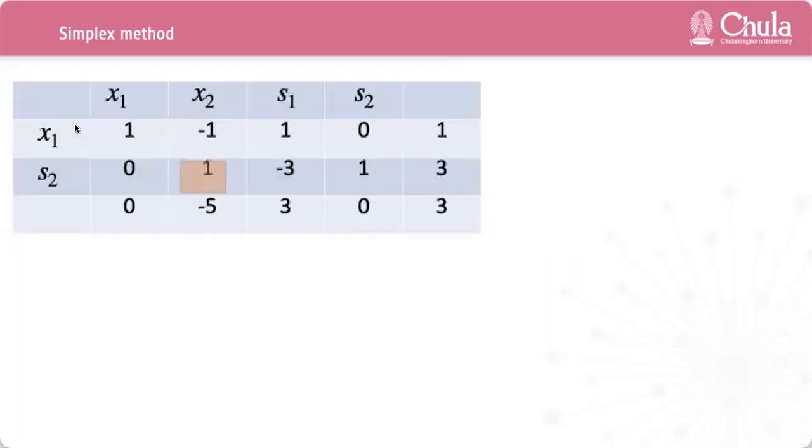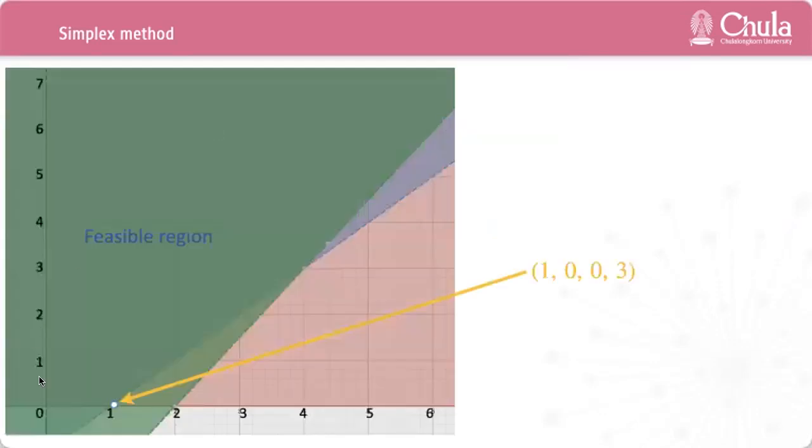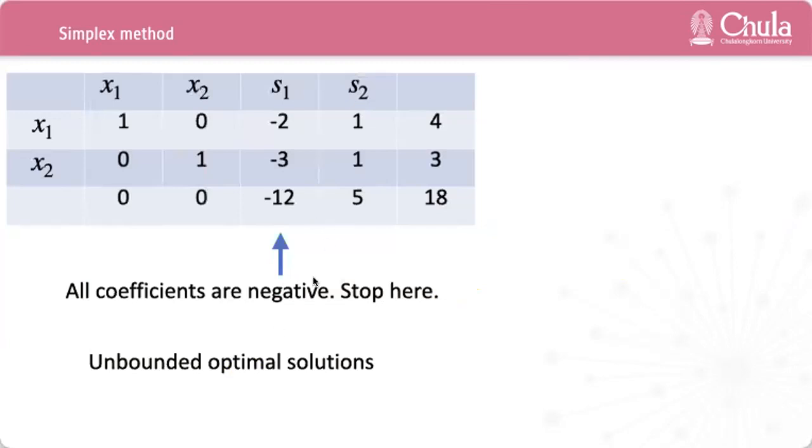So for the second step, our table includes x1 and s2 as our basic variables. We use Gauss elimination to make this point 0. So we move from this point to this point. Ready?